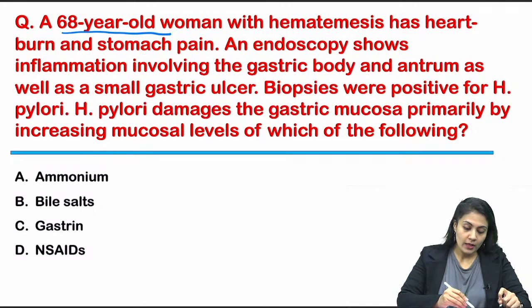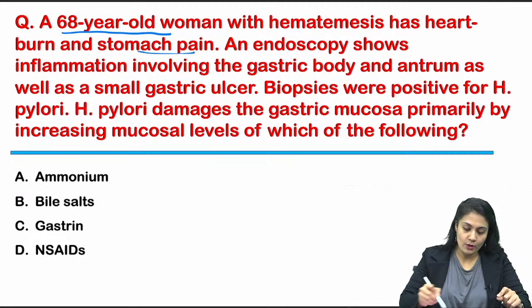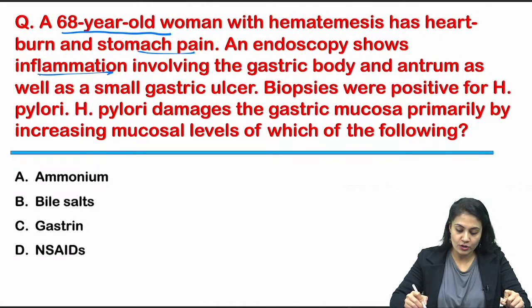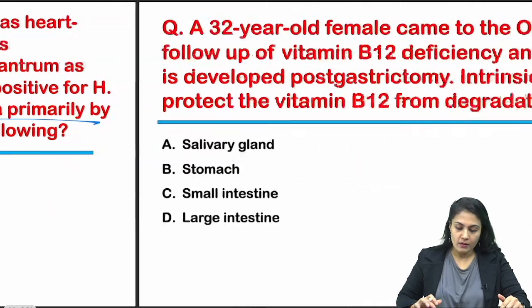Next question. A 68-year-old woman, hematemesis, has heartburn, stomach pain, endoscopy shows inflammation involving gastric body, antrum as well as H. pylori, damages gastric mucosa primarily by increasing mucus levels.